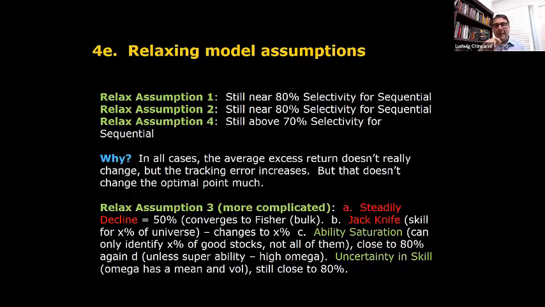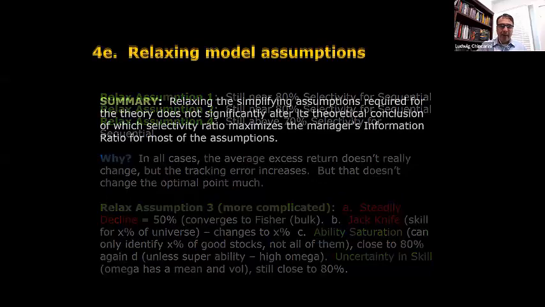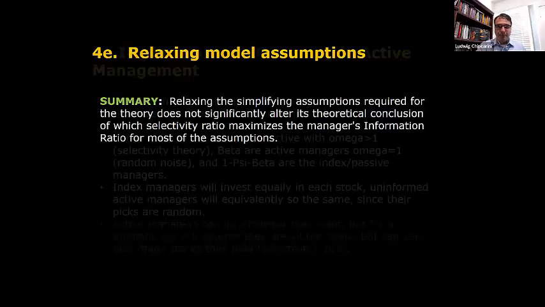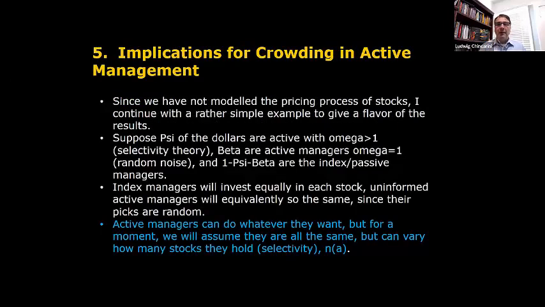The other one to mention is, what if a manager has skill, but as they pick more stocks, the skill declines? That's okay. Even if the skill declines as they pick stocks, you still want to hold 50% or 80% or in between. Remember, the real world is somewhere in between these, bulk selection and sequential selection. So that's interesting, that steadily declining, that won't change it. And so we do a lot of different variations because at the end of the day, we're trying to understand, what does this model really mean for active management? Okay. And I'm happy to send the paper. So the summary, though, is relaxing a lot of the assumptions doesn't change some of the interesting results from this theoretical abstraction.